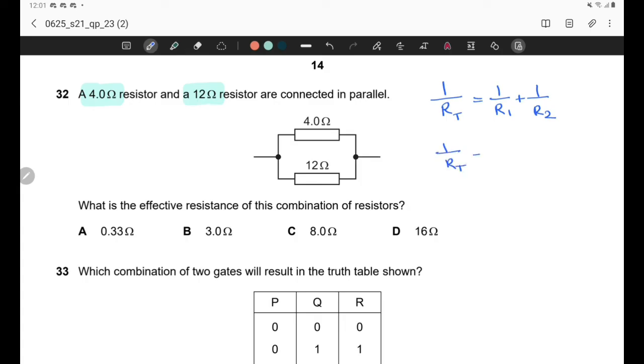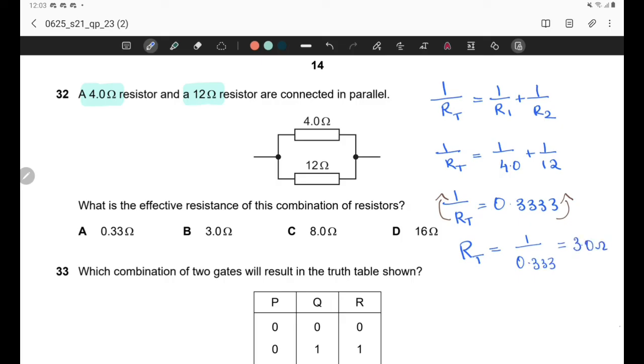1 over RT will be 1 over first resistor value is 4 ohm plus 1 over second resistor value is 12. So we will get 1 over RT is equal to 0.3333, and in order to find out RT, that is the combined resistor, we have to take the reciprocal on both the sides. Therefore the reciprocal of 1 over RT is RT, that will be 1 over 0.333, and the answer is 3 ohm. Correct answer is option B.